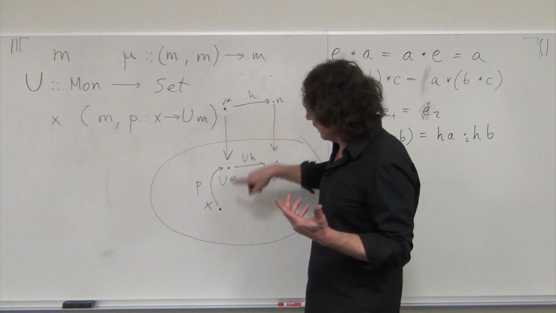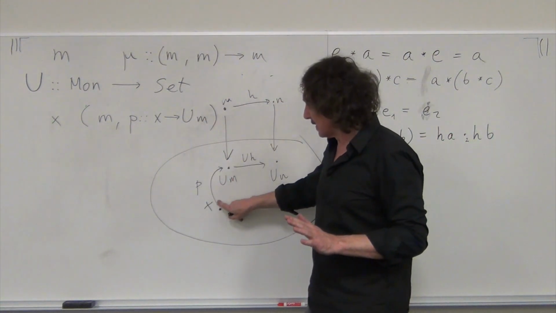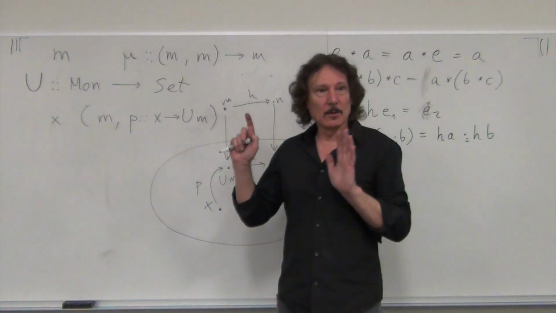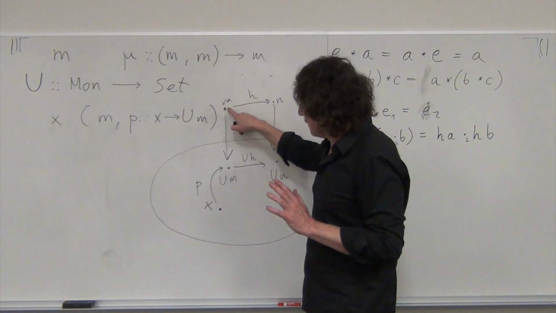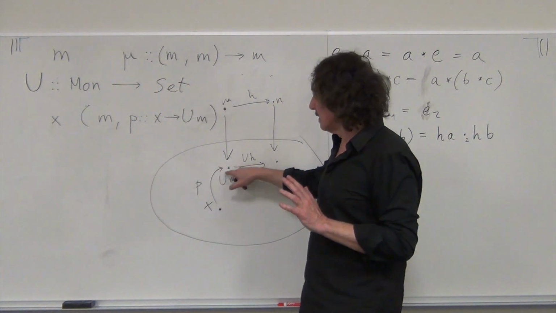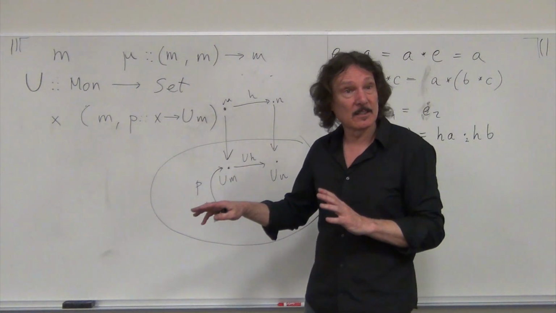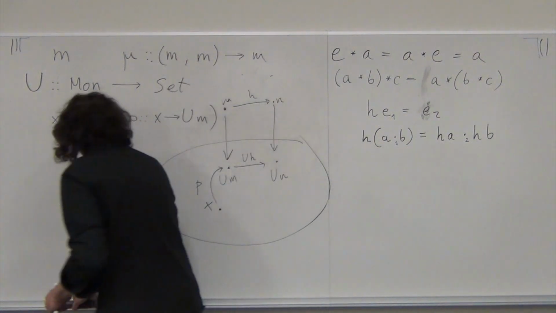So X is picked once and for all, right? This is our set of generators, and now we are looking for these patterns where we pick a monoid and a function P from X to the underlying set of the monoid, right? So we'll have lots of these things, right?